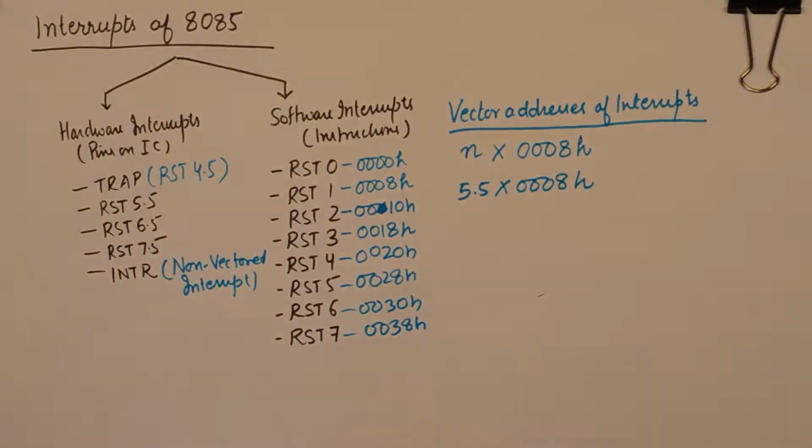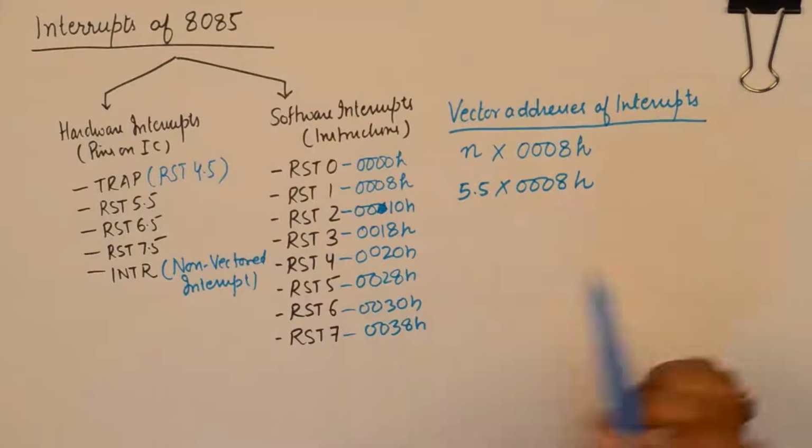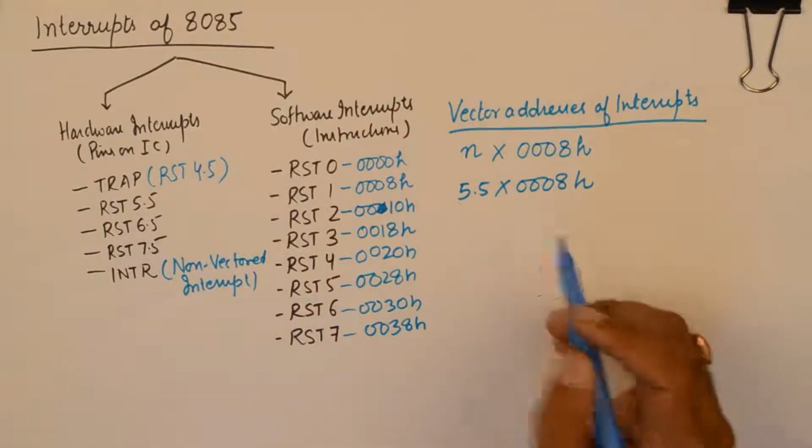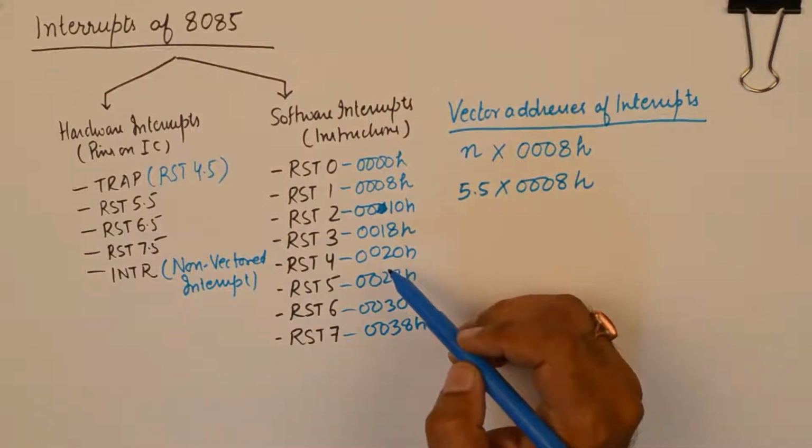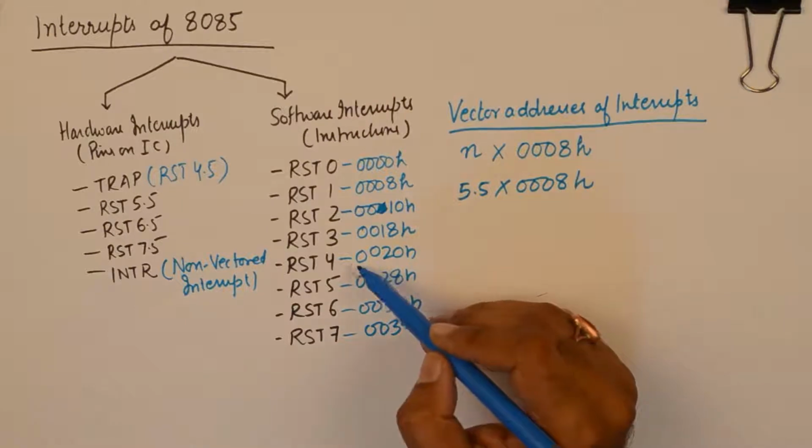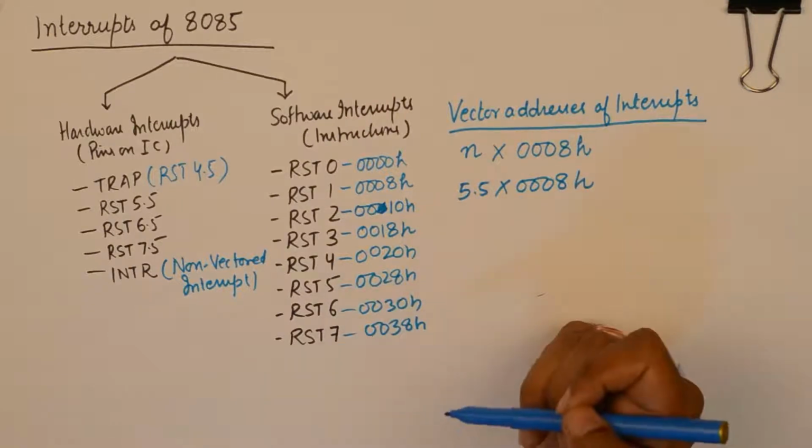and now if you were to calculate the address of RST 4.5 or the vector address of TRAP, that would lie in the middle of 4 and 5.